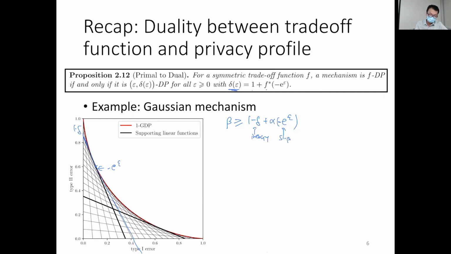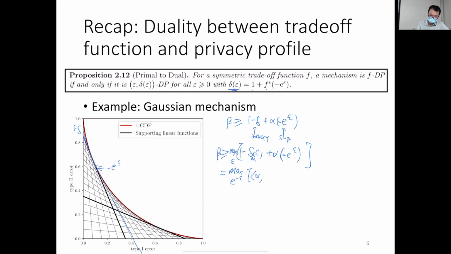So from the known epsilon-delta pairs of this mechanism, we know that beta is larger than the max over all possible epsilon of 1 minus delta plus alpha times minus e to the power of epsilon. Right? So we know that the trade-off function satisfies this form. And what is this? The max over epsilon can be rewritten as a max over e to the power of epsilon.